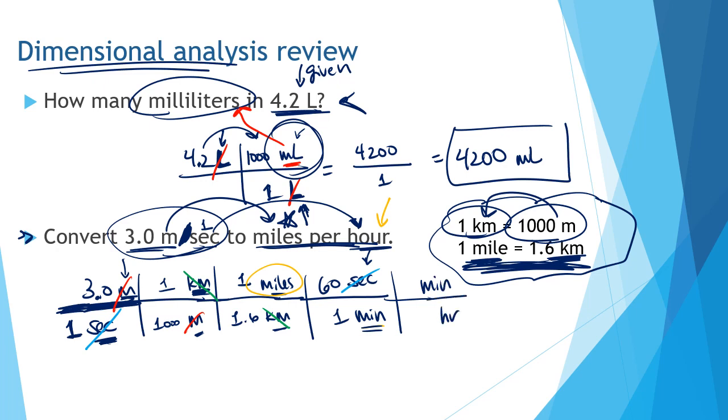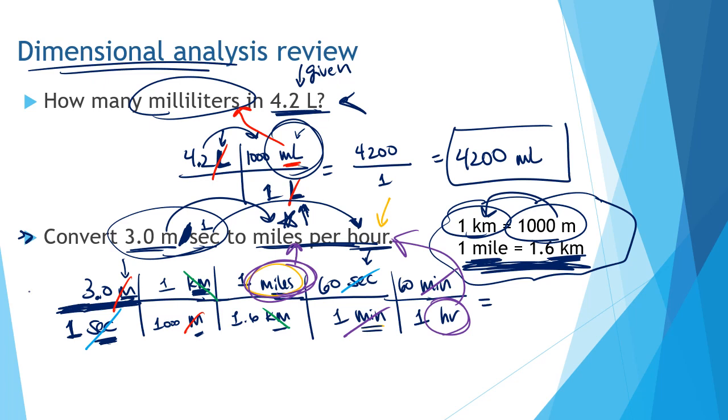What do I know about minutes and hours? I know that there are 60 minutes in 1 hour. I have minutes and minutes. They cancel out. What unit label do I have left? Friends, we have miles per hour. Miles per hour. We did it! So now we can go ahead and do our calculations.